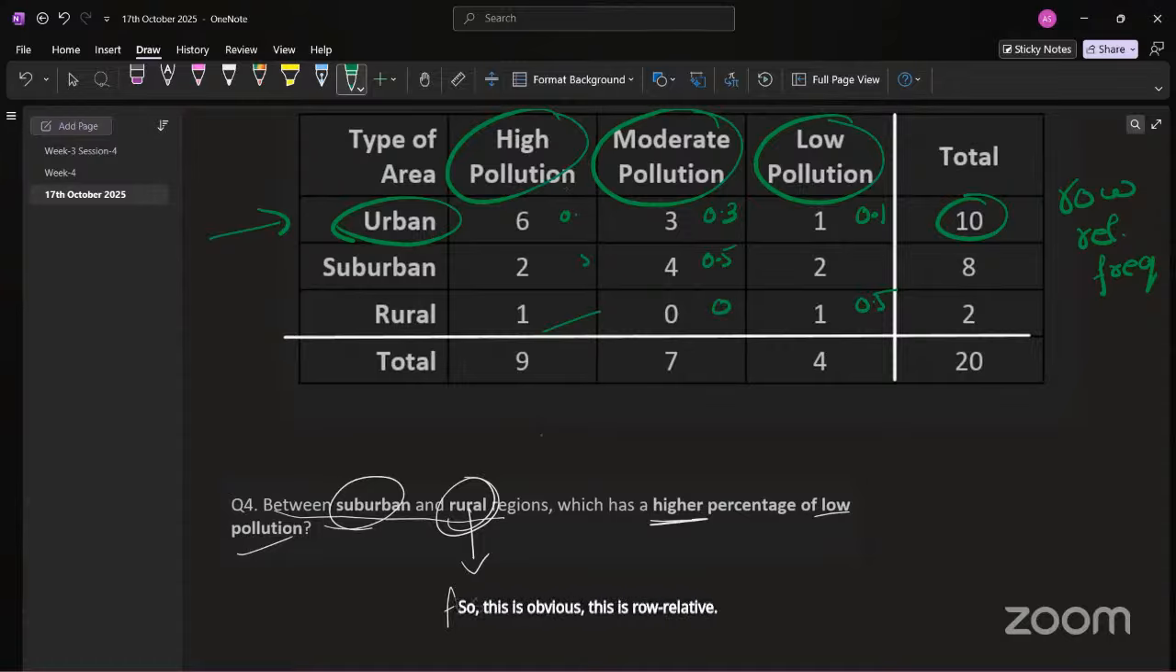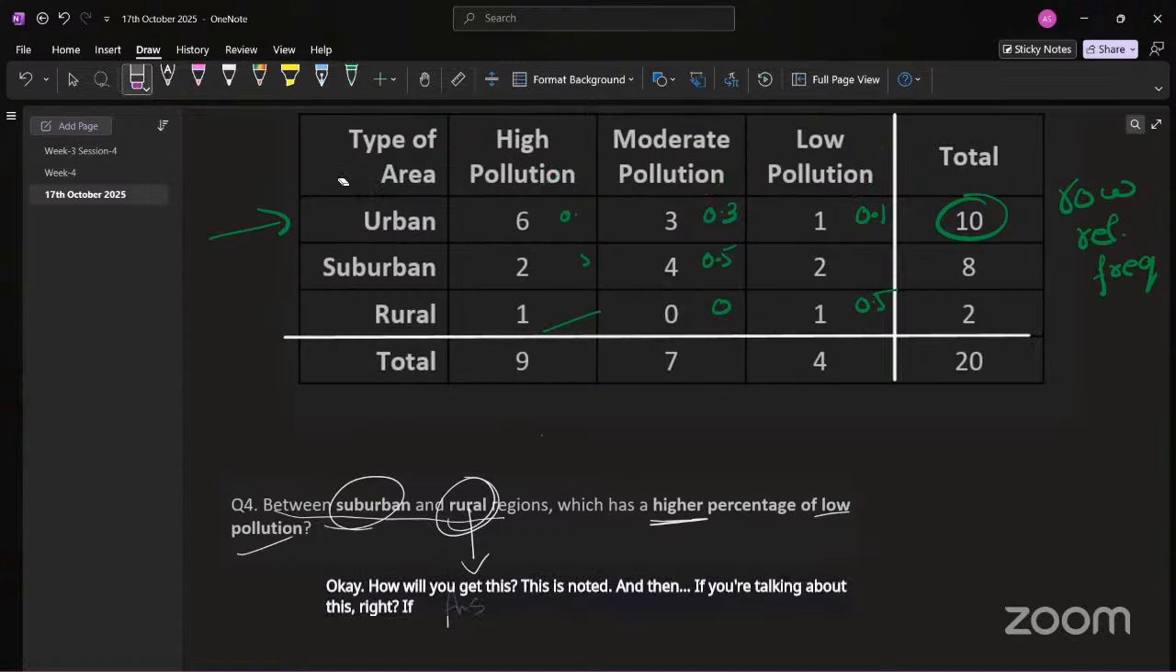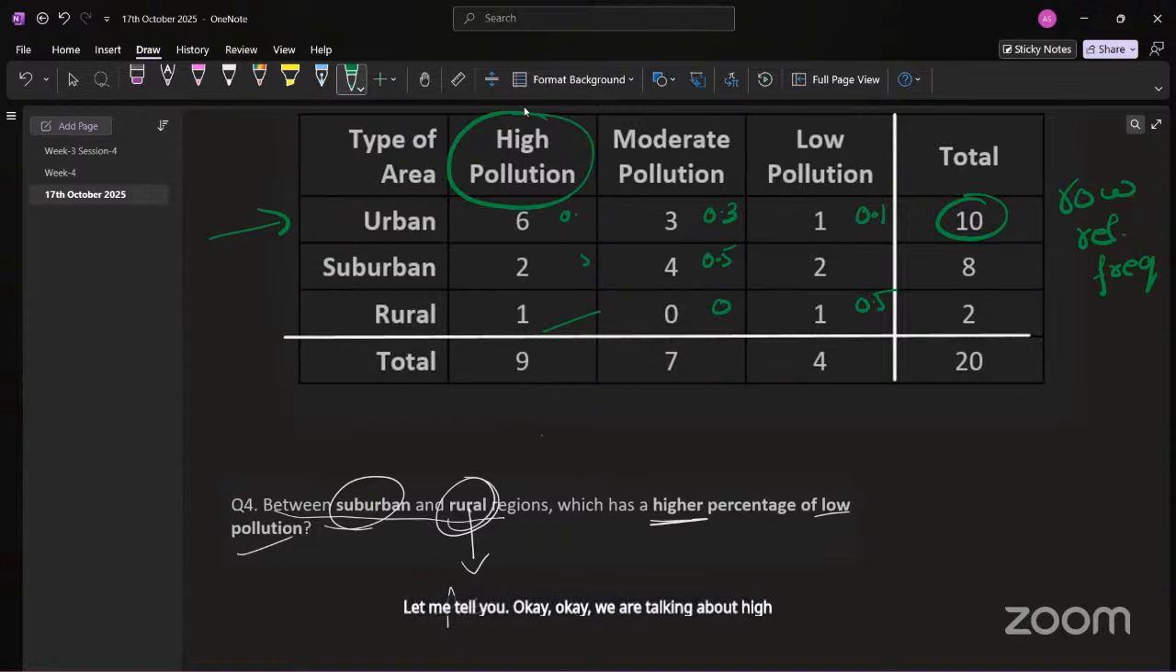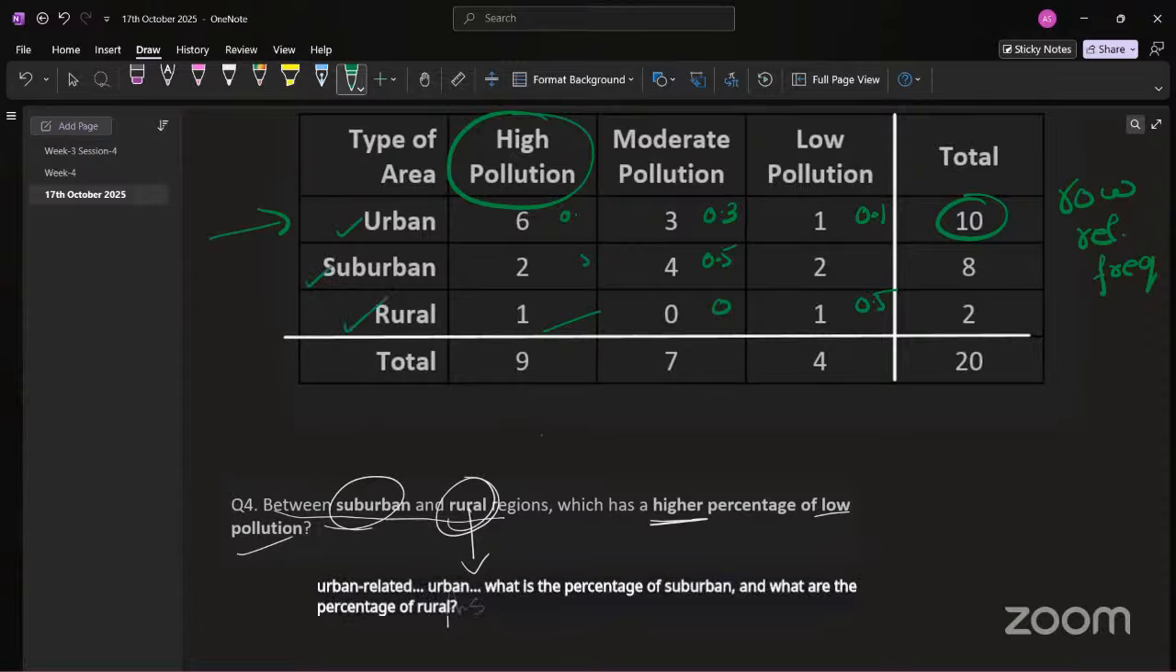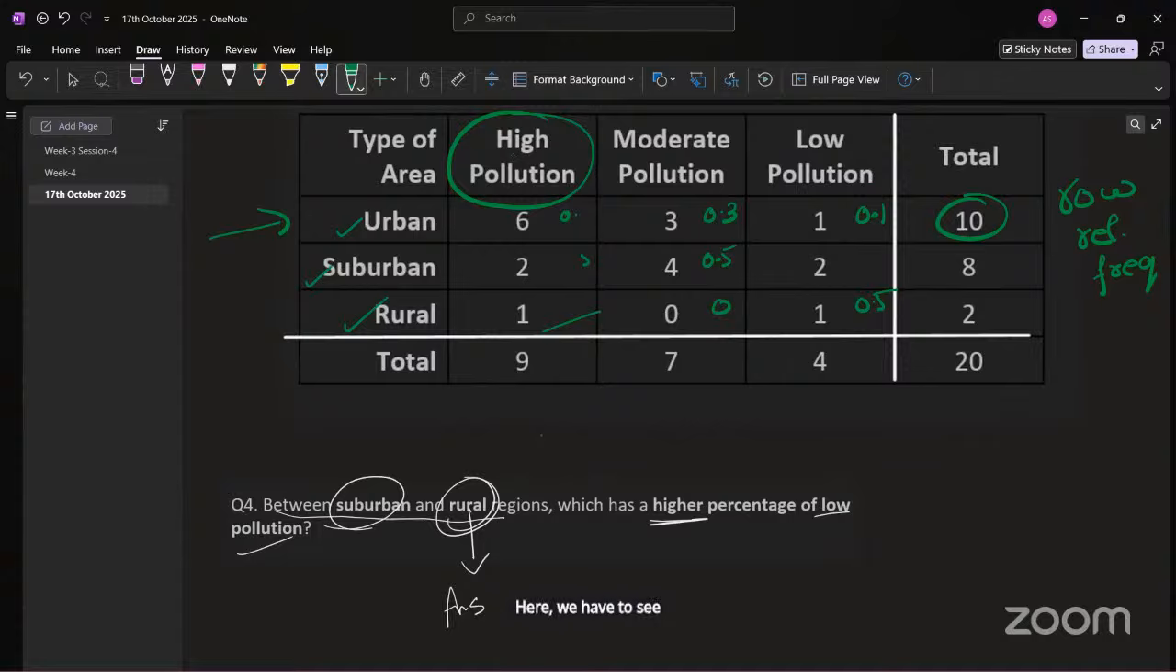And then, if you are talking like this, let me tell you. We are talking about the high pollution area. Now, in this high pollution area, what is the percentage of urban? What is the percentage of suburban? And what is the percentage of rural? Here we have to see the column. So row relative and column relative will never be confusing.